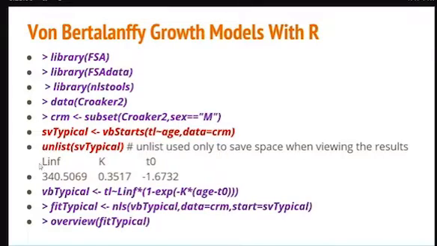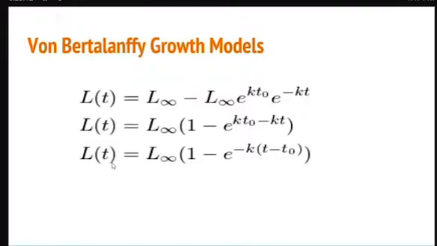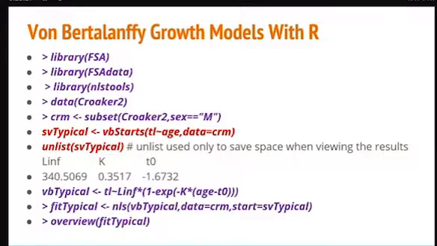Now, I'm actually going to have 3 estimates. Don't forget, if you go back to the Bertalanffy growth model, we need information about the parameters, L infinity, K, and T0, right? So we are trying to figure out what this is going to give me now. These are the initial values that we're going to start with. It's telling you L infinity is going to be 340.5069, K is going to be 0.3517, and T0 is going to be negative 1.6732.